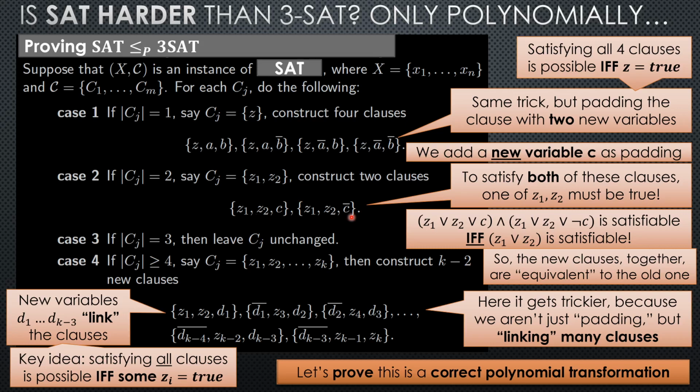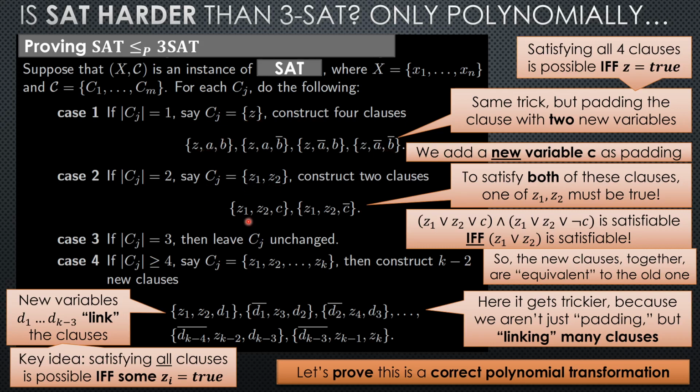Case 2, we create 2 for 1. Case 3, it's a 1 for 1. Case 4, for 1 clause with k literals, we can construct k minus 2 new clauses. Okay, so let's relate how many clauses I create to how many literals there were in the original clause in the sat instance. So here there's 1 literal, and I create 4 clauses.